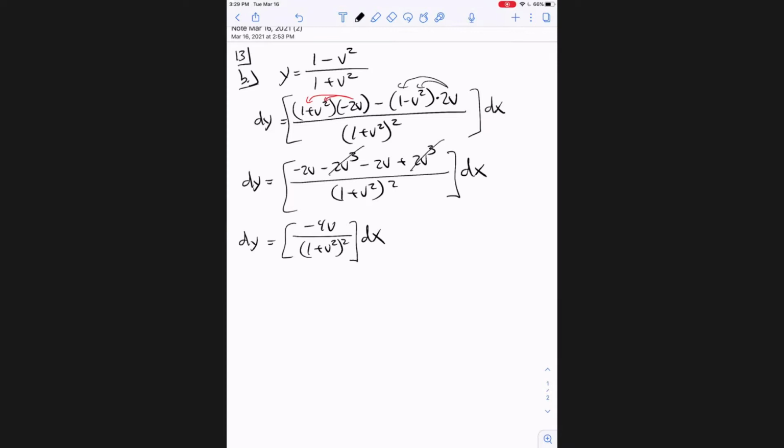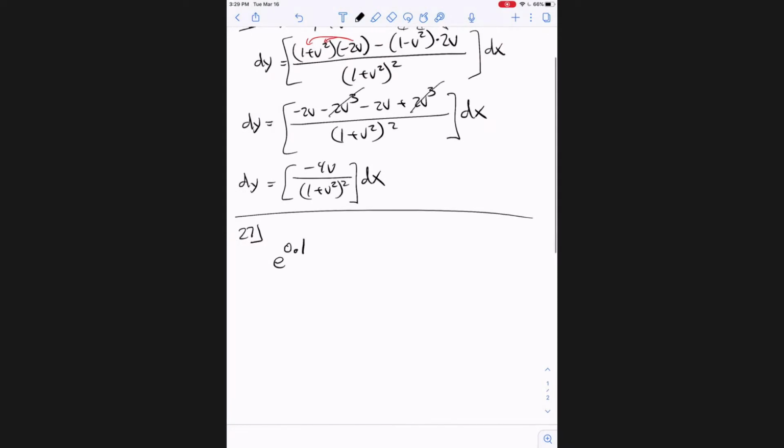All right. So how about number 27 then, before we continue? Use linear approximation or differentials to estimate the given number: e to the 0.1. So you see how this would be a tough problem to do without a calculator. So we're going to use differentials. So we need to call f of x, which would be e to the x. And we're going to let x equal 0, dx be 0.1.